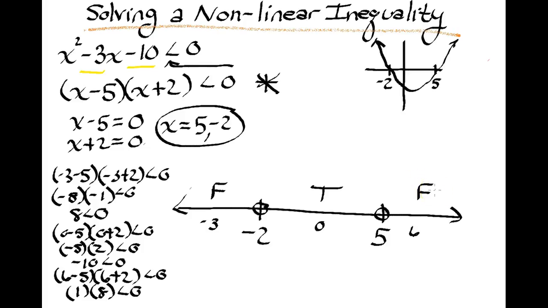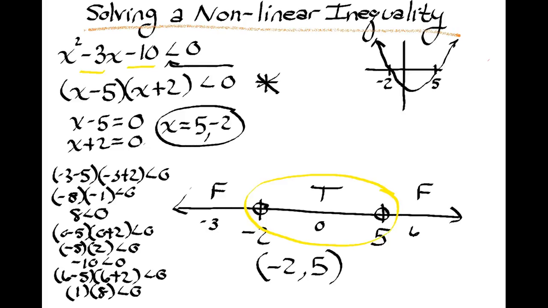Okay, so the only region that is true on this graph is this region right here. And I'm going to write my answer in interval notation. If I write this in interval notation, I have all the numbers from -2 to 5. And -2 and 5 are not included, so I put parentheses around them. If they were included, I'd put square brackets. And let's go ahead and relate this to what our graph looks like.